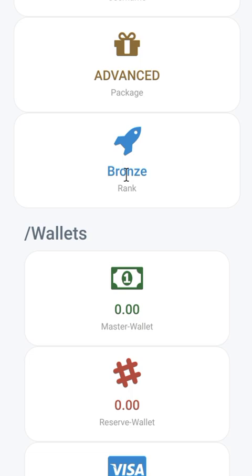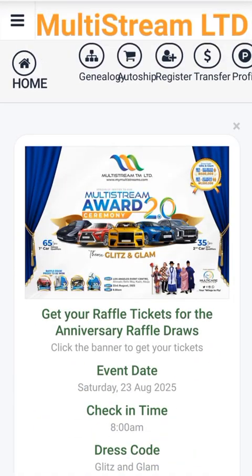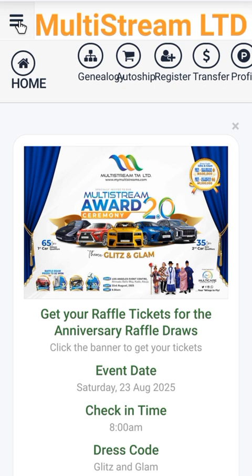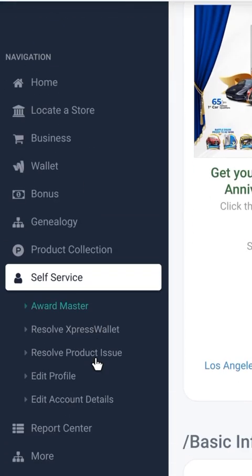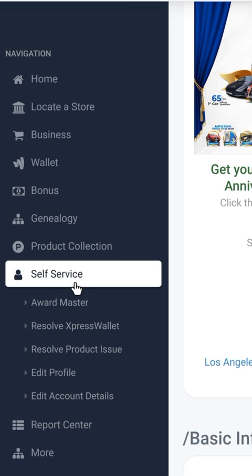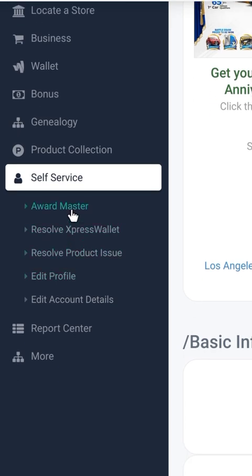So how do you know these requirements? You can know it very, very simply, very easily, from the Award Master under the self-help service. If you click on these three lines at the top left, you can see the self service, then Award Master. So let's click Award Master now.